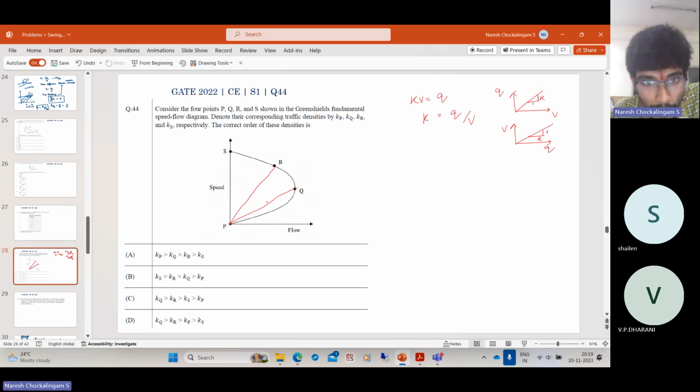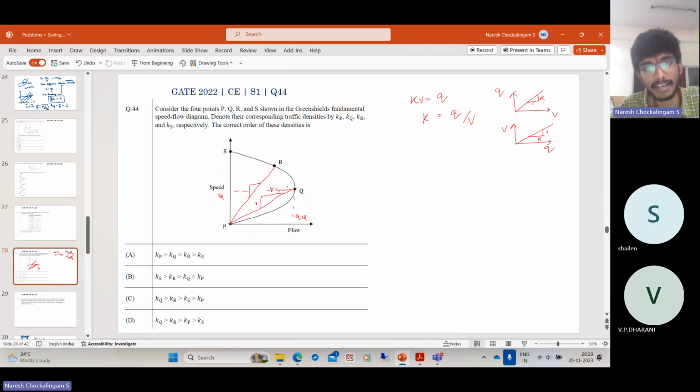So at the point Q, you can draw the tangent. So what is Q by V here? This is 1 by KQ. We are taking Q by V as the slope. So this line is QQ and this is VQ.